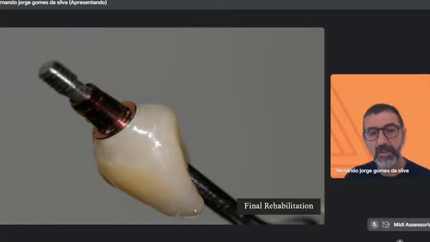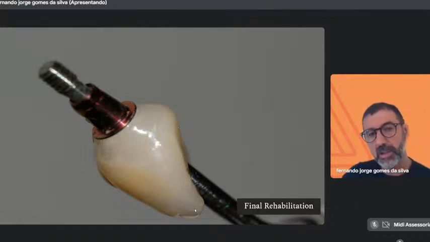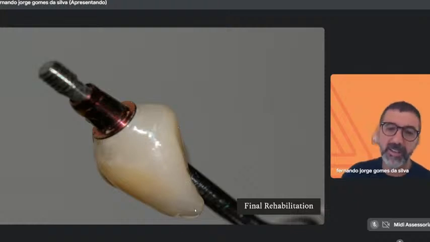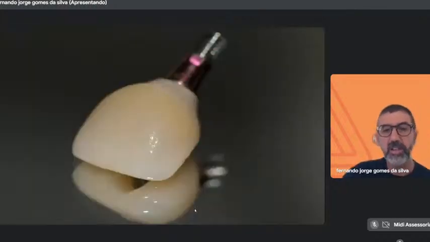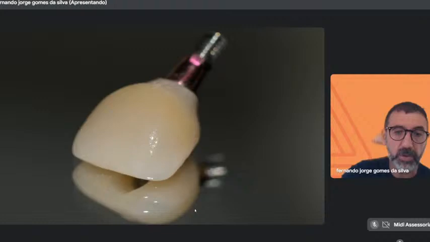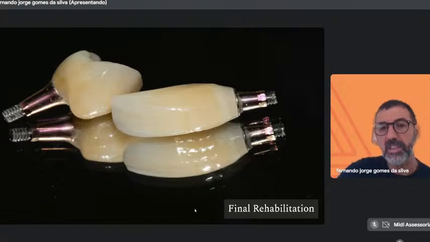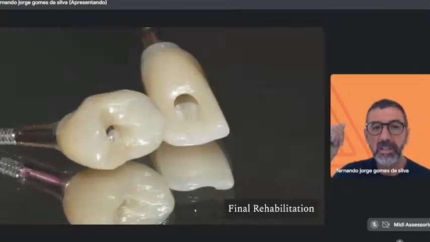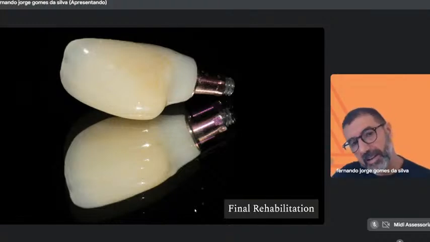These are some examples of our final rehabilitations where you can see the difference between the zirconia, polished zirconia, very white, and the ceramic, the characterization of the ceramic, even in the color, some views of the same tooth, and other ones. The difference between zirconia, polished zirconia, and the ceramics is very, very evident. And another view from the same restorations, this is very obvious.